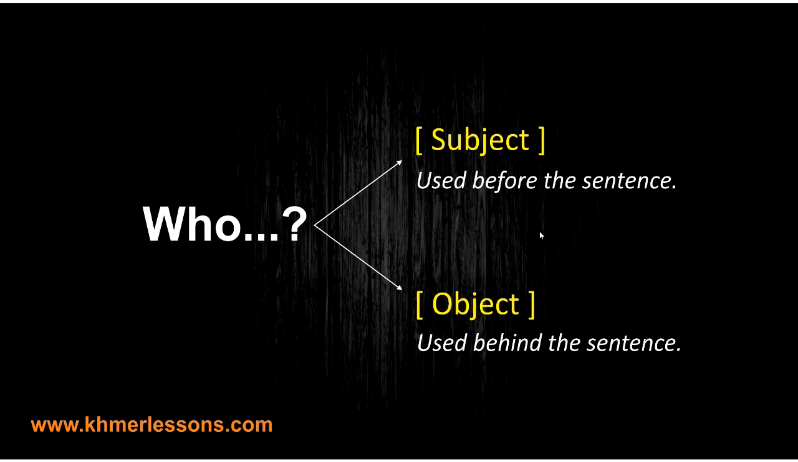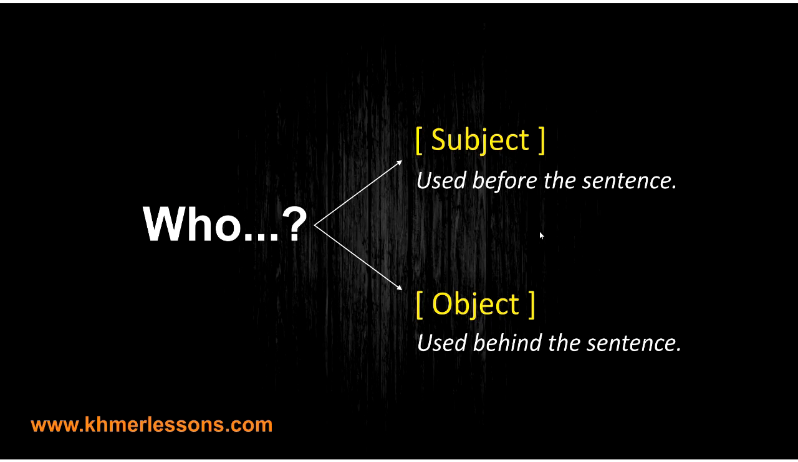For the word who, when you use it as a subject, you have to use it before the sentence because it takes a role as a subject. And if you use who as an object, it's the same as other question words, that we always use it at the end of the sentence or behind the sentence. So again, when you use who as a subject, you have to use it before the sentence. It takes a role as a subject. And if you use it as an object, you have to use it behind the sentence, like other question words as well.